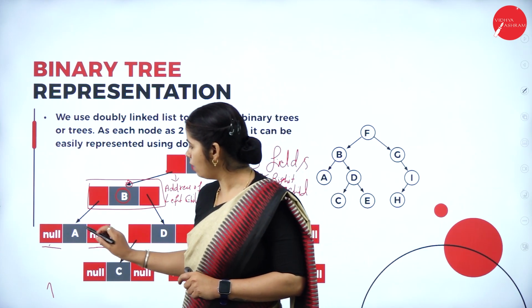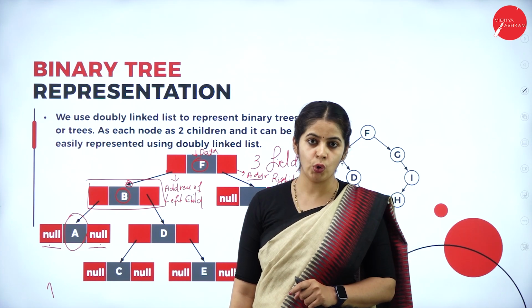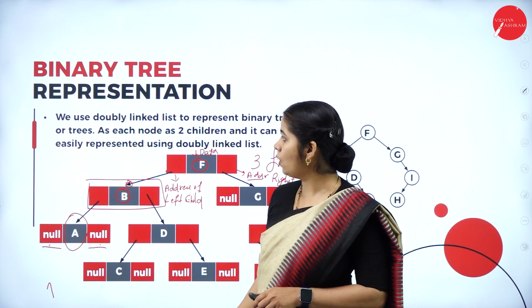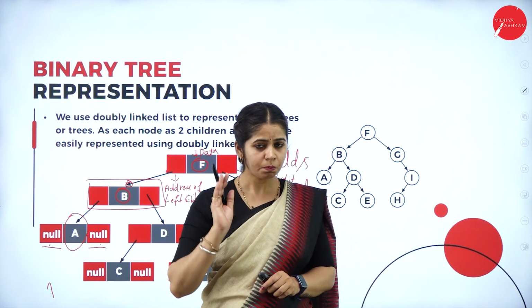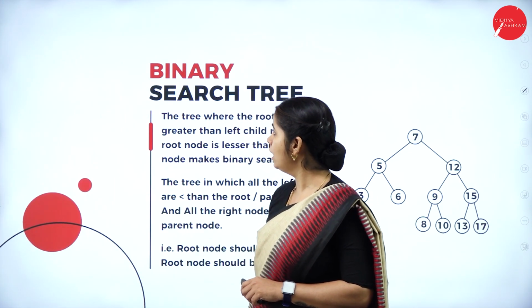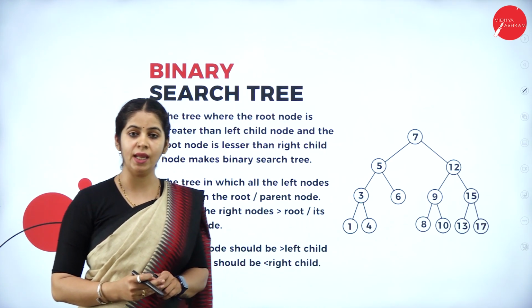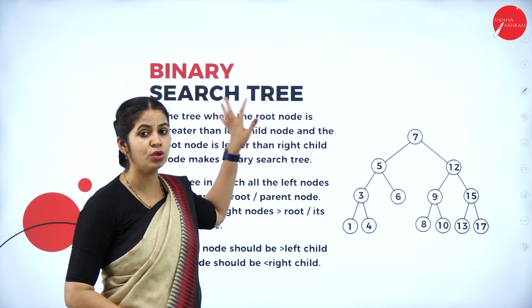If we have this null, we can say this particular node is a leaf node of the tree. So this is how we are going to represent the trees in the form of array as well as in the form of linked list. Next, coming to one more important type of the binary tree, that is binary search tree.